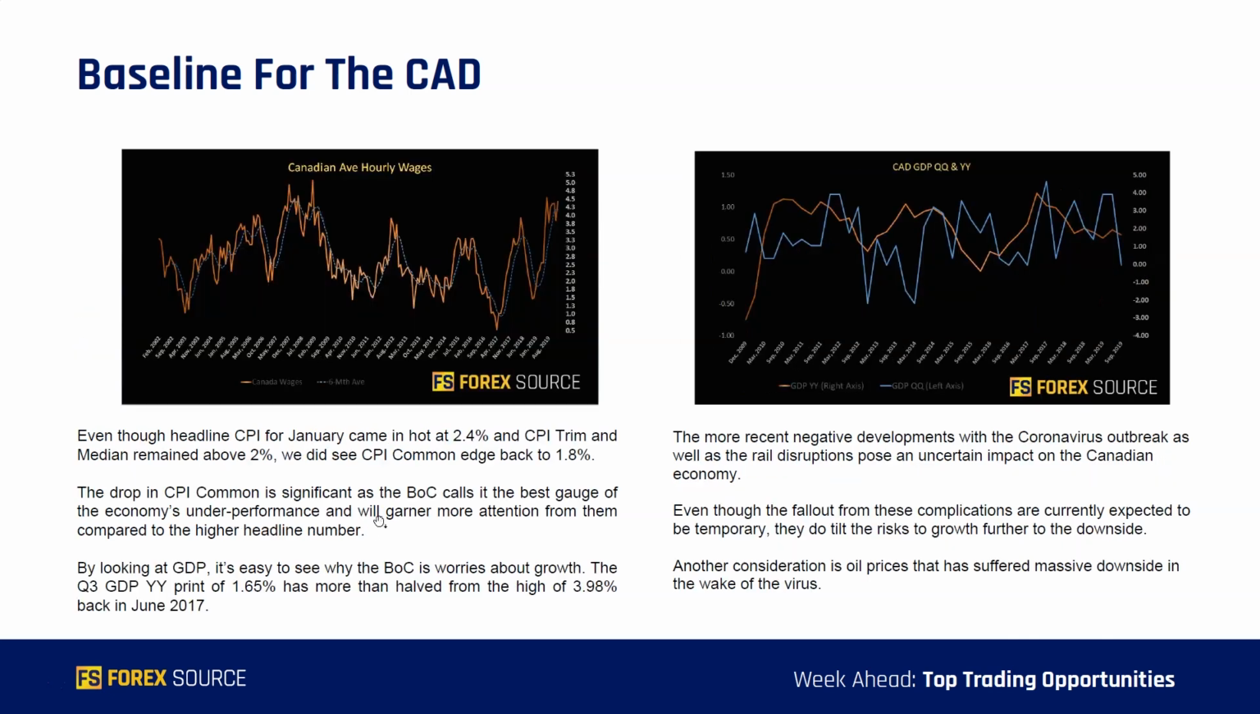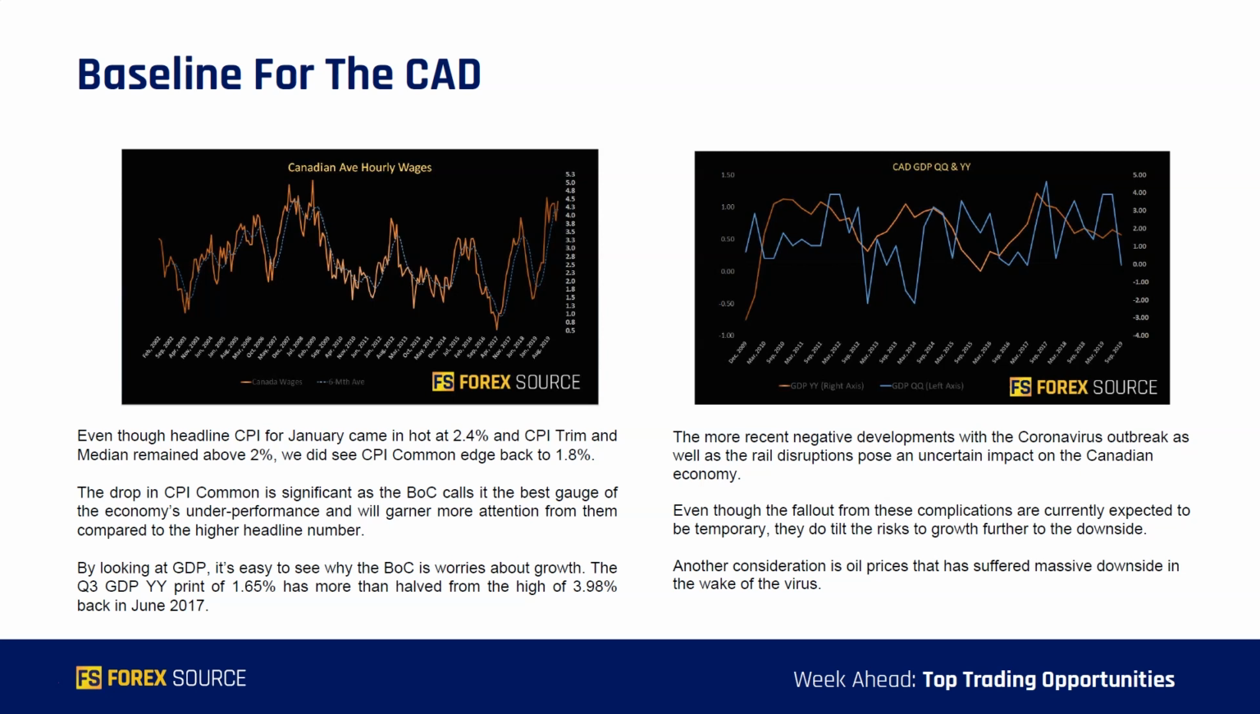Now, even though headline CPI for January came in hot at 2.4%, the CPI trim and median remained above 2%, but we did see the CPI common, the more important one of the three, edge back to 1.8%. Now, the drop in CPI common should be significant for the BOC because the BOC calls that their best gauge of the economy's underperformance and will garner more attention from them compared to the higher headline number.